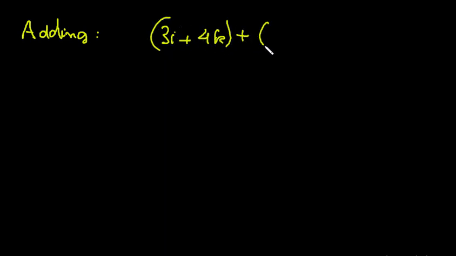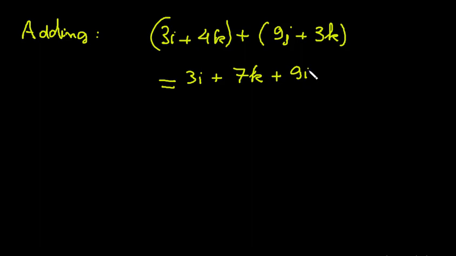And now we'll look at 2 more calculations related to vectors. The first one is adding, which is just like simple math really. 3i plus 4k, this vector, plus another vector which is 9j plus 3k. So we have only 3i, so we will write down 3i. We have k in here, so we have 7k plus 9j.